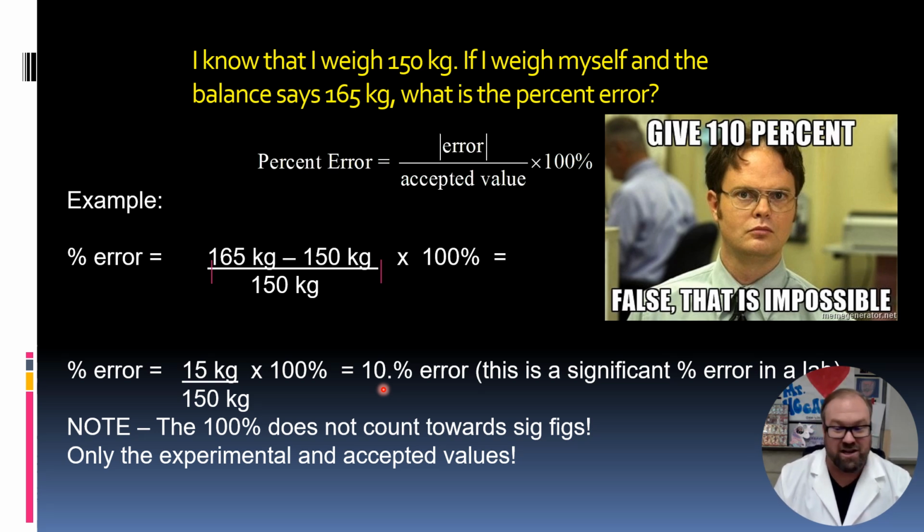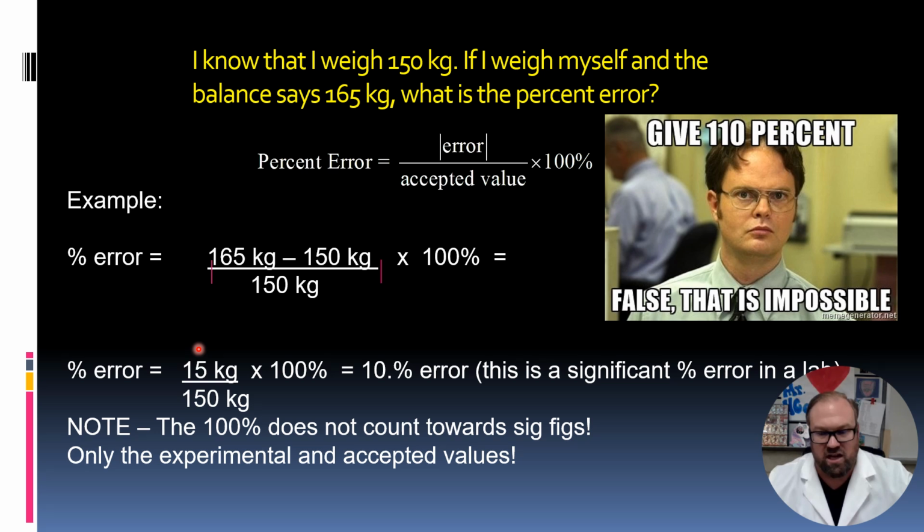You don't want to have that much error. So it really depends on the situation, but in general, like 10% is not great, right? 10% is not great. Now, a real quick note on sig figs. The sig figs that we're really counting for this come from the experimental value and the accepted value. We look at those for sig figs.